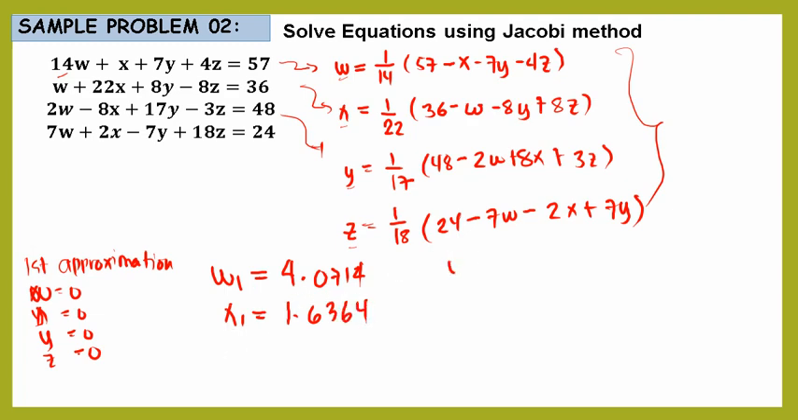Next, for y1, substitute again this value here in our y equation. We get 2.8235. And for z1, this is our equation, we just substitute our value here. So the value for z1 is equal to 1.333. So, that's it. We will just repeat this.